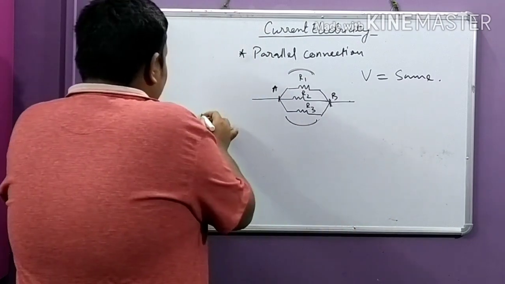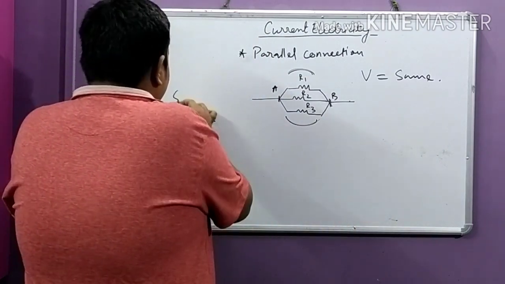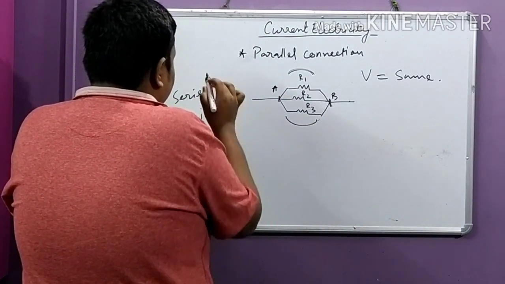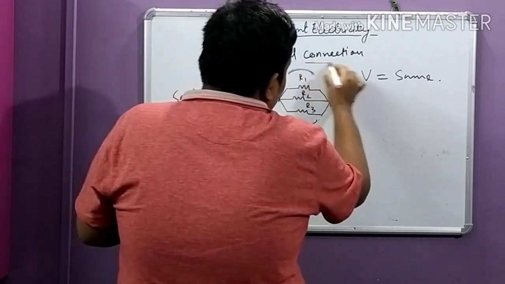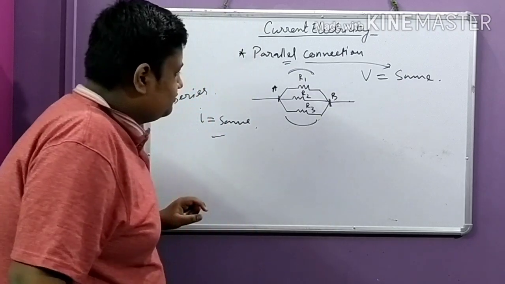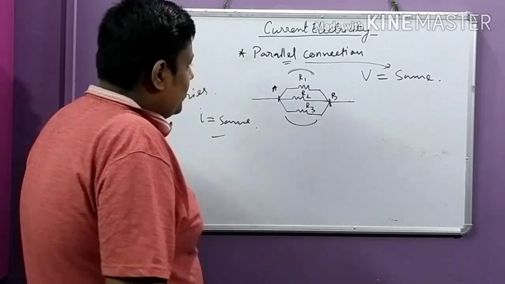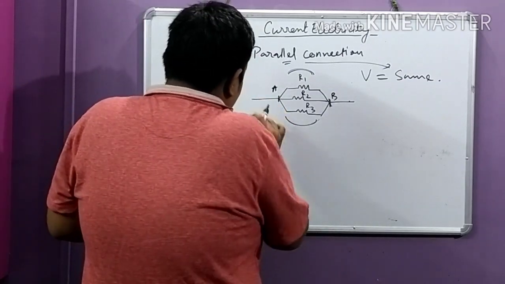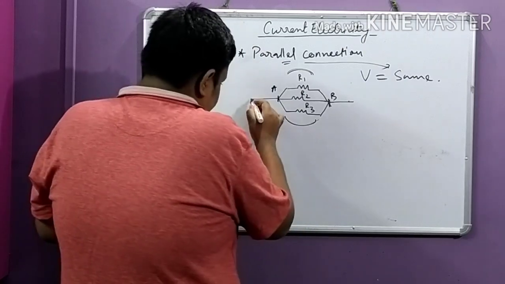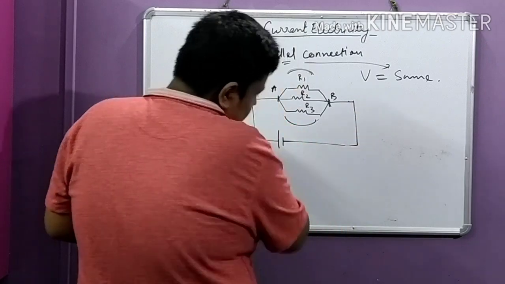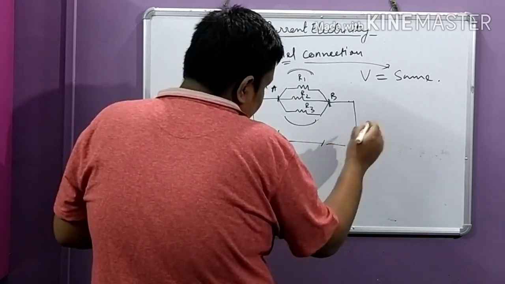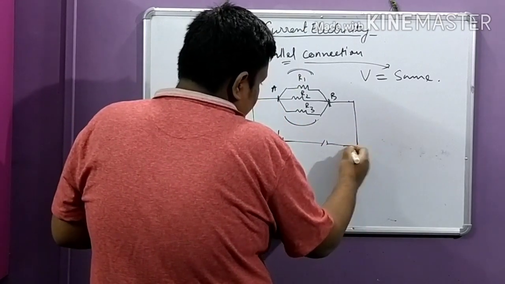Earlier we had current the same across the resistors in series. We saw I is the same, but in parallel V will be the same. Okay? Now let us complete the circuit. Suppose this is the battery and this is the circuit. You can also give a key here if you like.